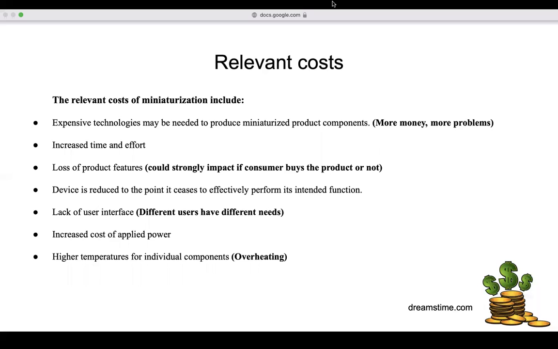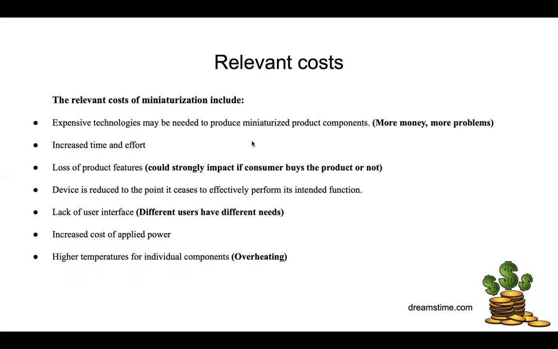Another major thing that I was seeing was that they said it was an increased cost of applied power. Applied power is very expensive, so you don't want to have too much of it because it can run your company's expenses through the roof, and that's not something you want. Every company wants to save money, so they definitely don't want a lot of applied power. And with miniaturization, it's going to take a whole lot of that. So that's something that would make a company want to run away from miniaturizing their products.